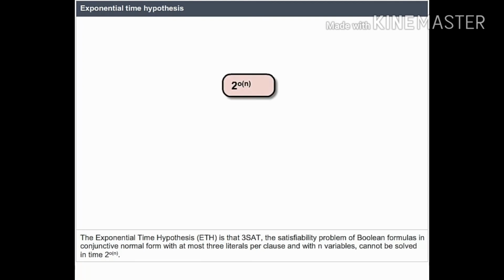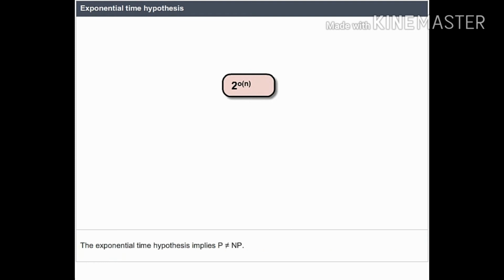Exponential time hypothesis. The exponential time hypothesis, ETH, is that 3-SAT, the satisfiability problem of Boolean formulas in conjunctive normal form with at most 3 literals per clause and with n variables, cannot be solved in time 2 to the power of o(n). The exponential time hypothesis implies P not equal to NP.